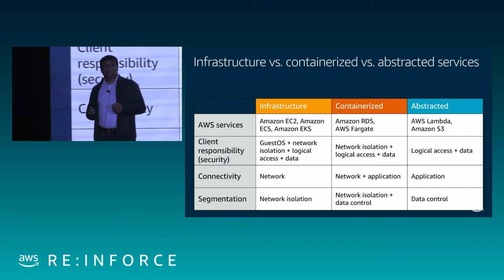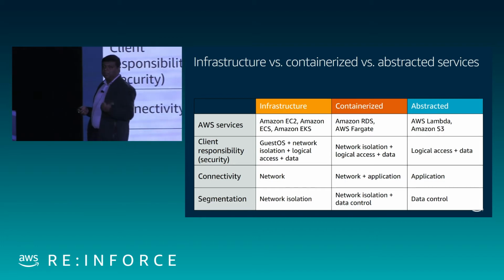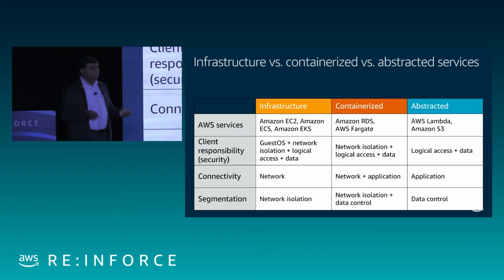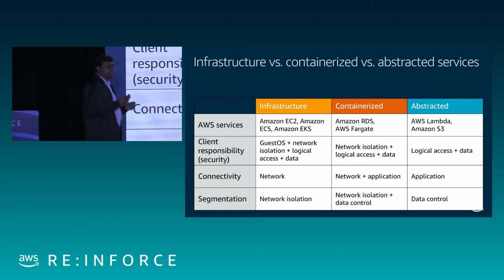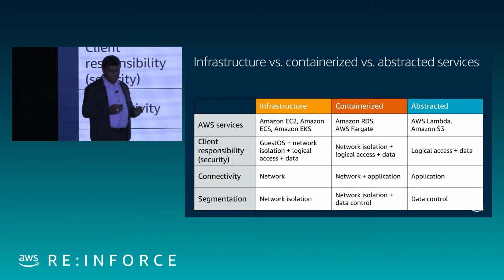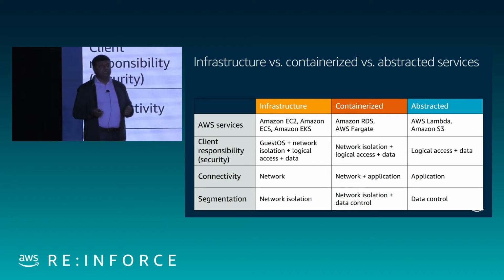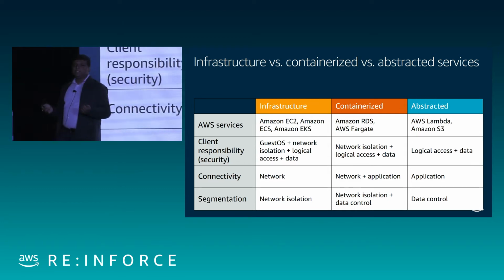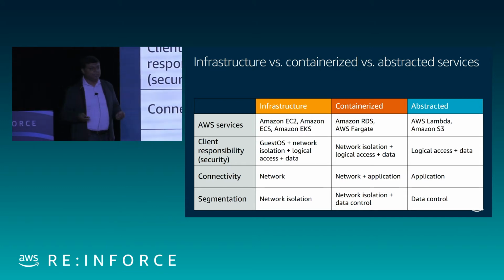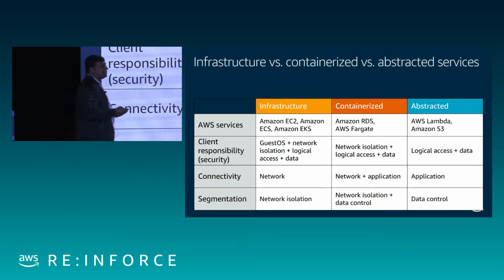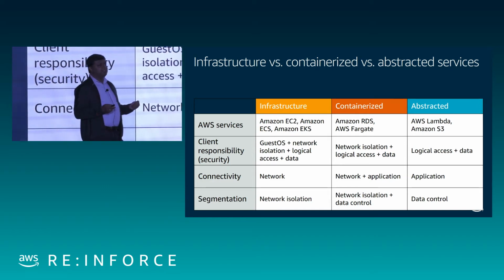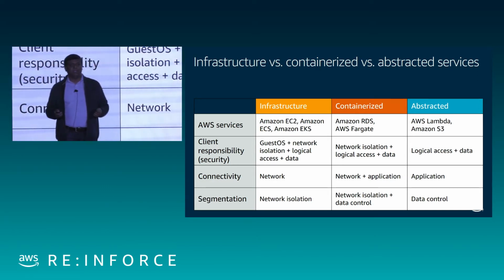And because of this, the segmentation control that you define needs to ensure both network isolation and data control isolation. And the third is the abstracted layer, which is the highest level of abstraction that AWS provides. So things like an S3 or a Lambda function, where you only are responsible for logical isolation and the security of the data that is being processed by those services.